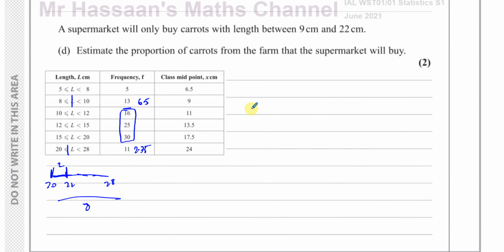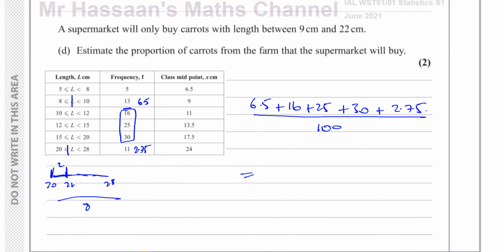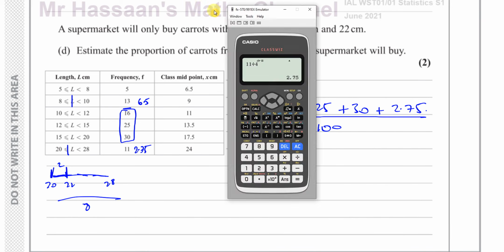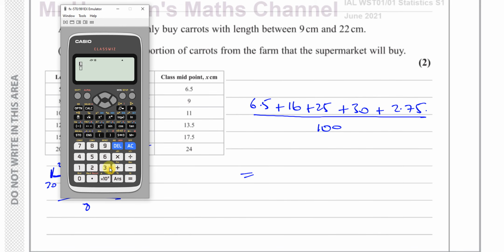So we can say that the proportion of carrots, out of the 100 carrots, you're going to have 6.5 plus 16 plus 25 plus 30 plus 2.75 out of 100. That will be the proportion of carrots that the supermarket will buy. So let's set this one up. So we have 6.5 plus 16 plus 25 plus 30 plus 2.75 over 100.